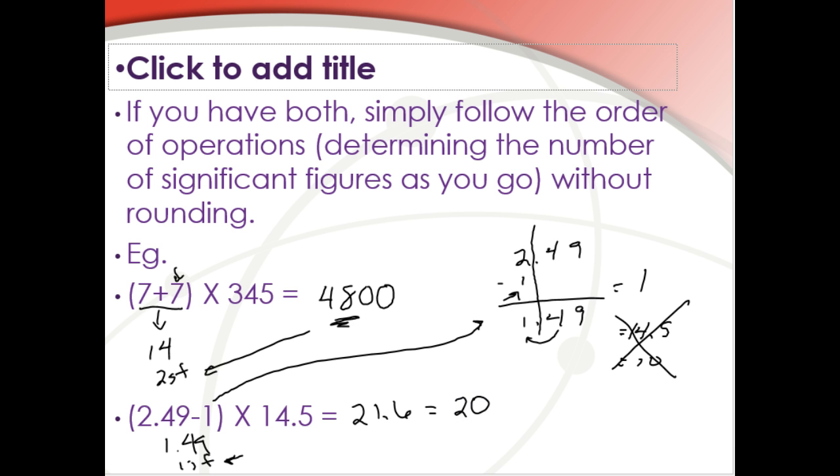So we do our order of operations, determining the correct number of significant figures as we go, but we only round once. Again, if we rounded twice, we get a large error, right? If we do 1.49, round it down to 1, as if this was a problem all in itself, multiply by 14.5, and then round again, we would get 10, which is way different than 20. So it takes some practice, but that's the general idea.